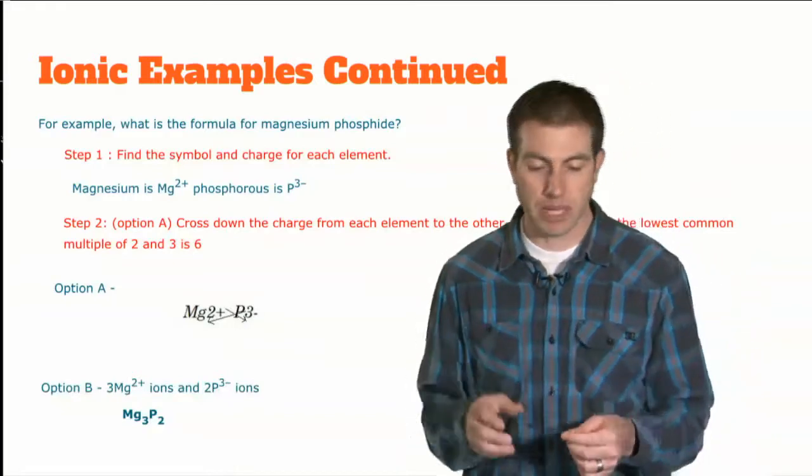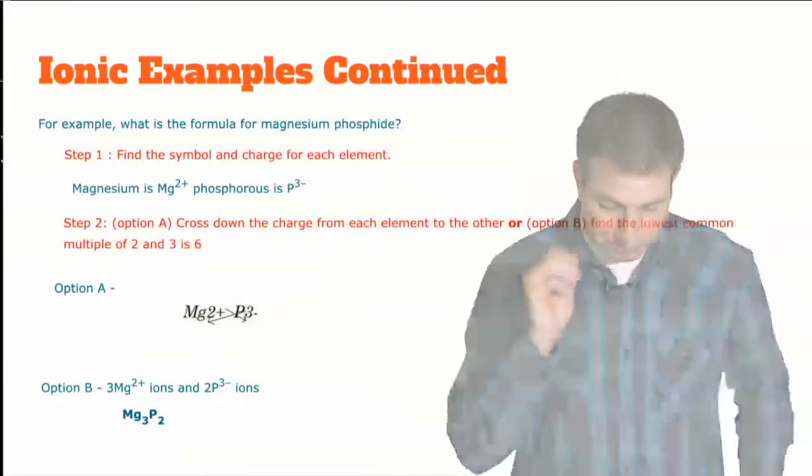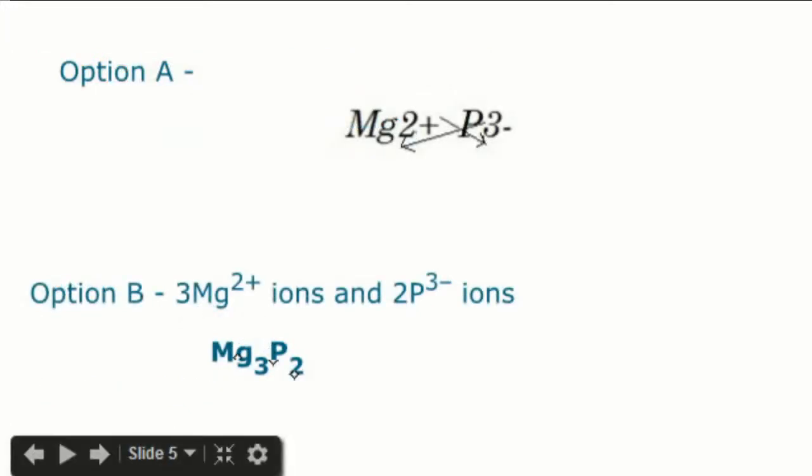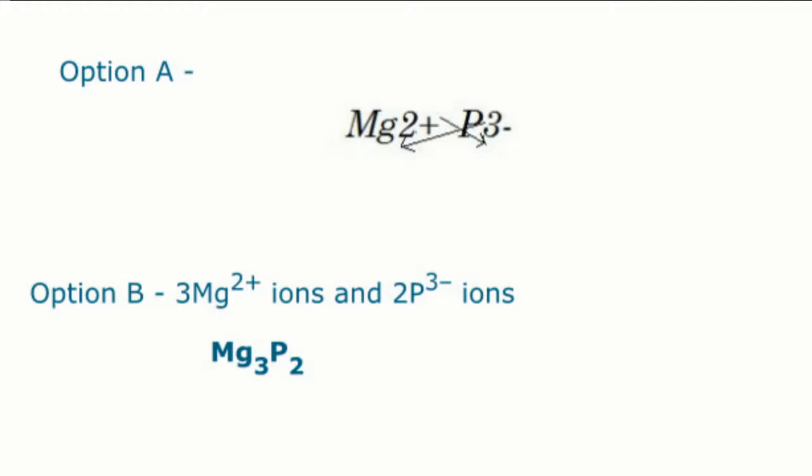And they always have to balance out. So we always put the subscripts, these are called subscripts, these little numbers, at the bottom of the thing. So it always goes behind the thing it's talking about. So the 3 is dealing with the magnesium and the 2 is dealing with the phosphorus. So that is how we form compounds.